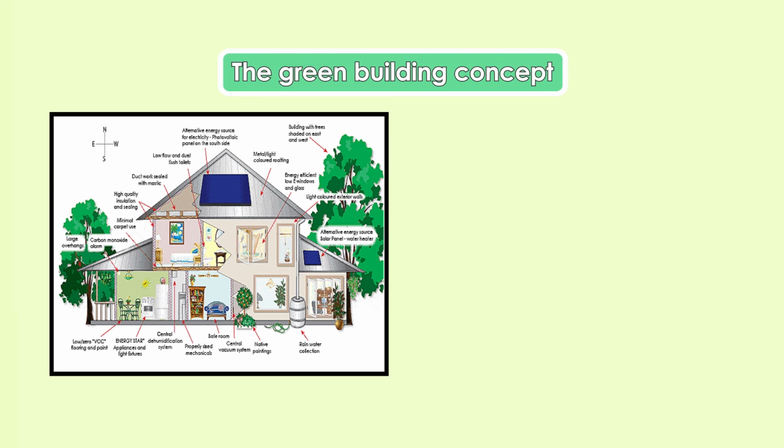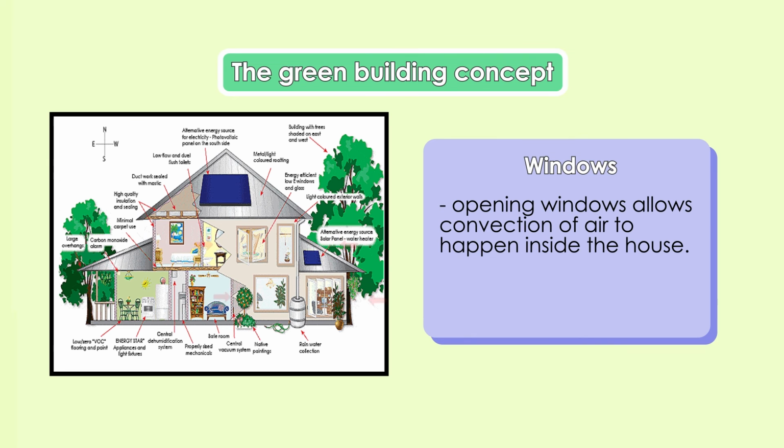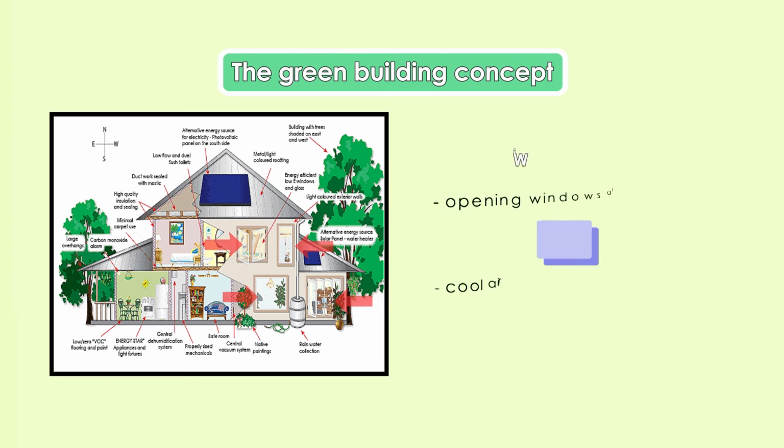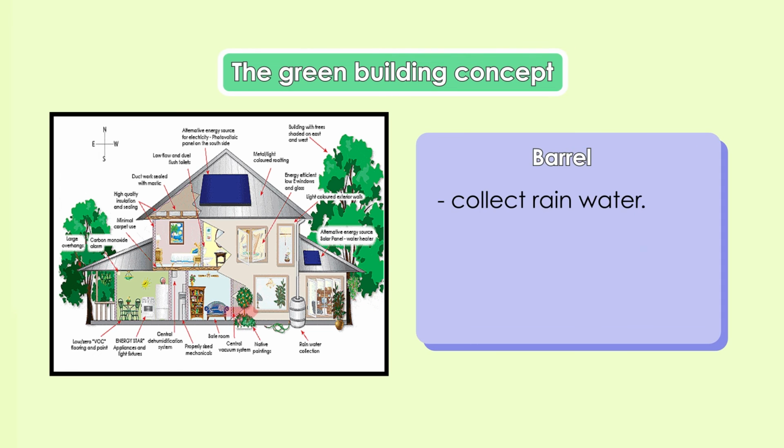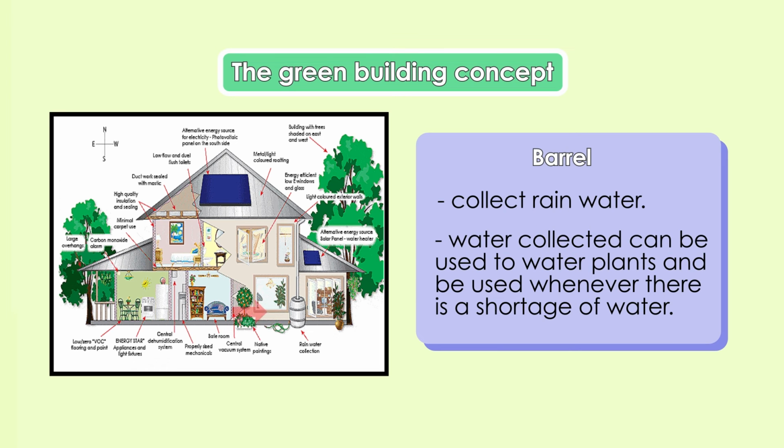Take a look at the number of windows and size of the windows. By opening the windows, it allows convection of air to happen inside the house. Cool air goes in and hot air goes out. You can see a barrel is being used to collect rainwater. The water collected can be used to water plants and be used whenever there is a shortage of water.